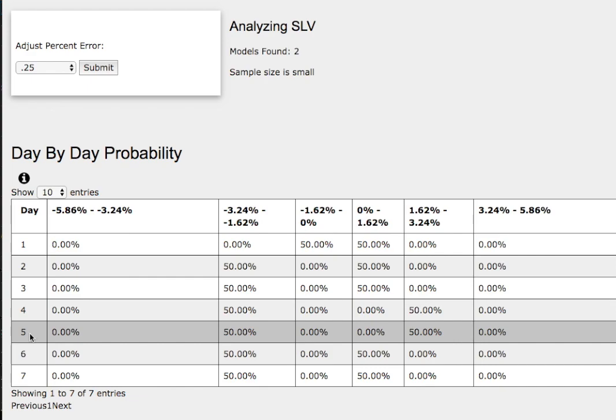If we progress to the 5th day or week of trading, we have a 50% chance for silver to climb between 1.6% to 3.2%. And to the downside, we have a 50% chance for it to fall between negative 1.6% to negative 3.2%. Do keep in mind that this sample size is small, only 2 models found, so it is not statistically significant, so do keep that in mind.